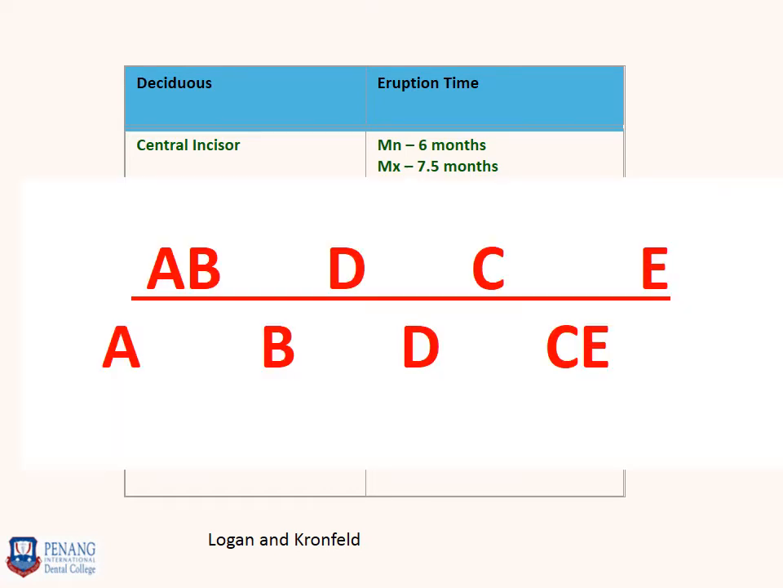So this is the sequence of eruption of teeth. First the mandibular central incisors erupt, then you have the maxillary central incisors and lateral incisors that erupt, then you have the mandibular lateral incisors, maxillary first molars, mandibular first molars, maxillary canine, then you have the mandibular canine and mandibular second molars, and the last tooth is the maxillary second molar.